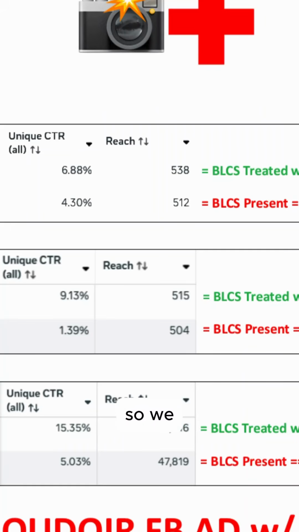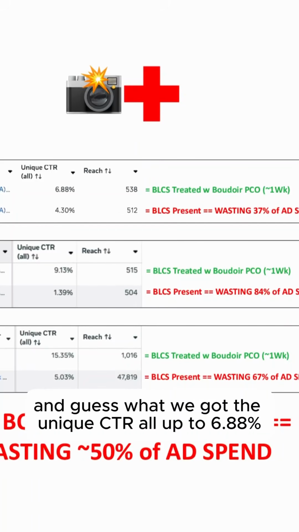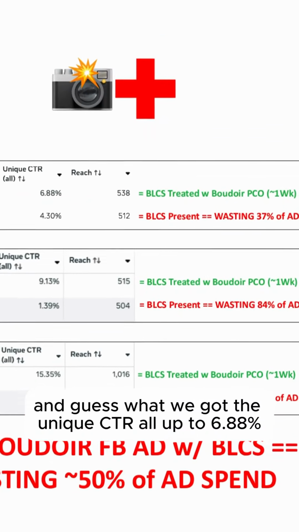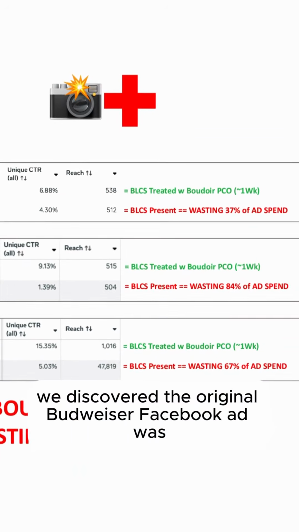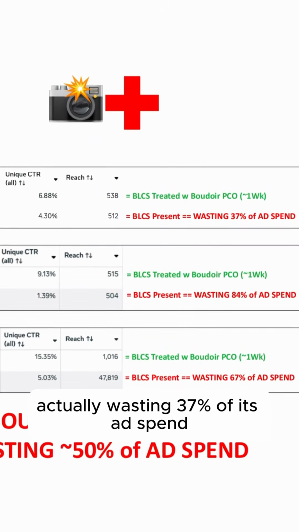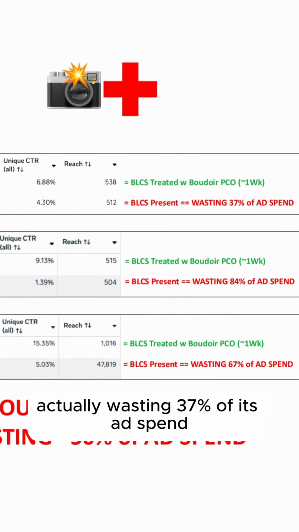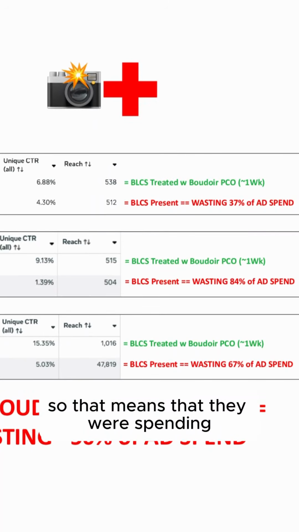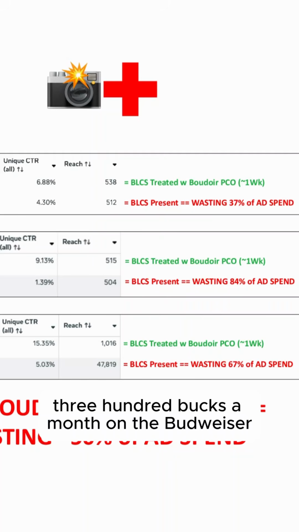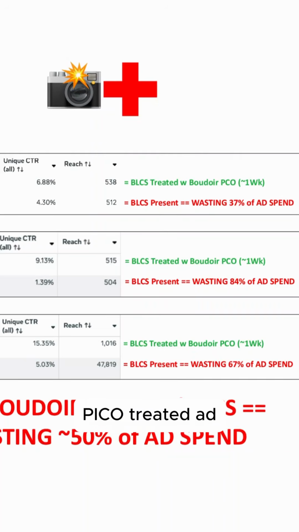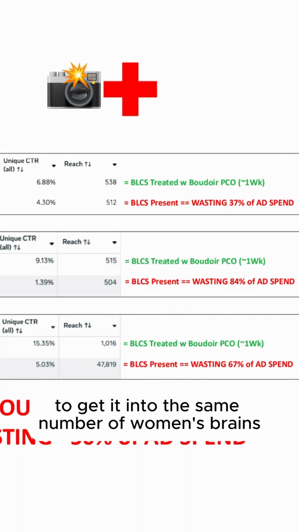So we treated it with Boudoir Pico. It takes about a week. And guess what? We got the unique CTR all up to 6.88%. We discovered the original Boudoir Facebook ad was actually wasting 37% of its ad spend compared to what it could have been achieving. That means if they were spending 10 grand a month on the original Boudoir Facebook ad, now they only have to spend $6,300 a month on the Boudoir Pico treated ad to get it into the same number of women's brains.